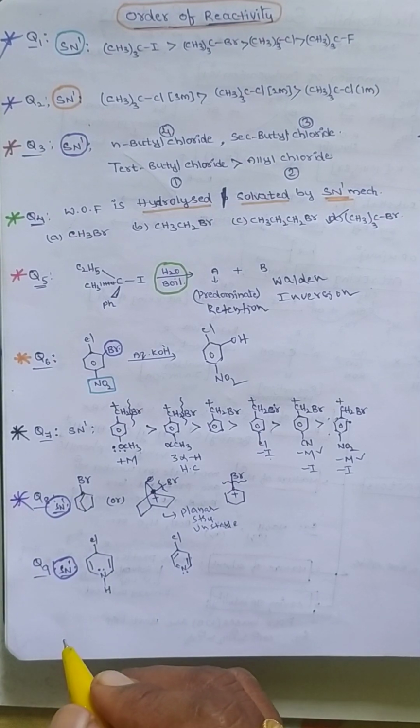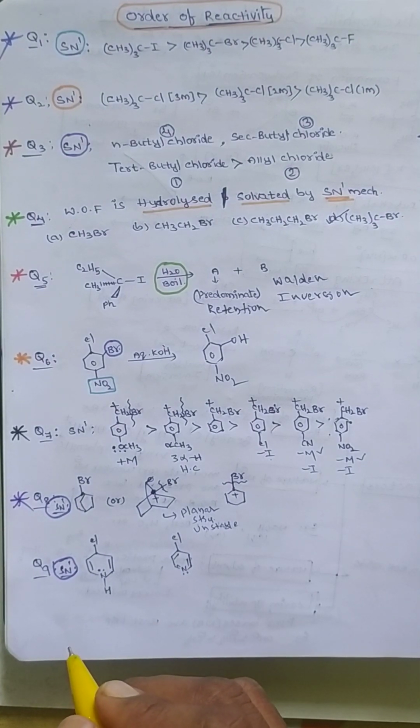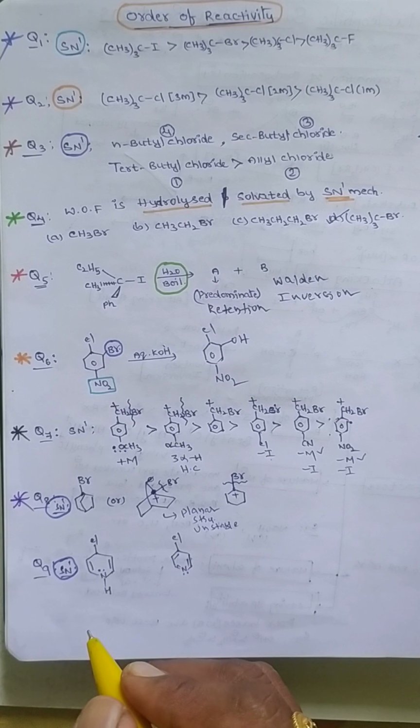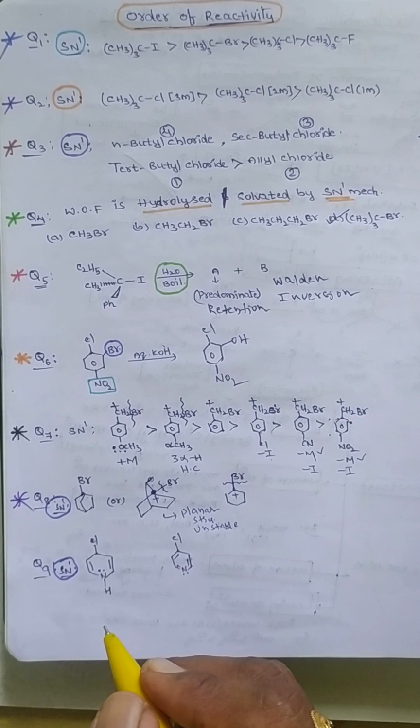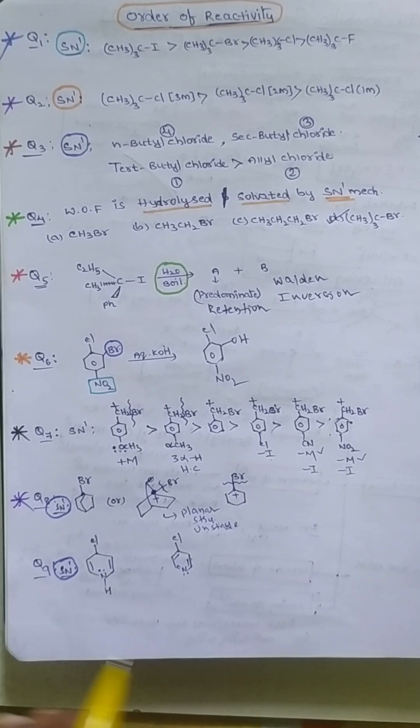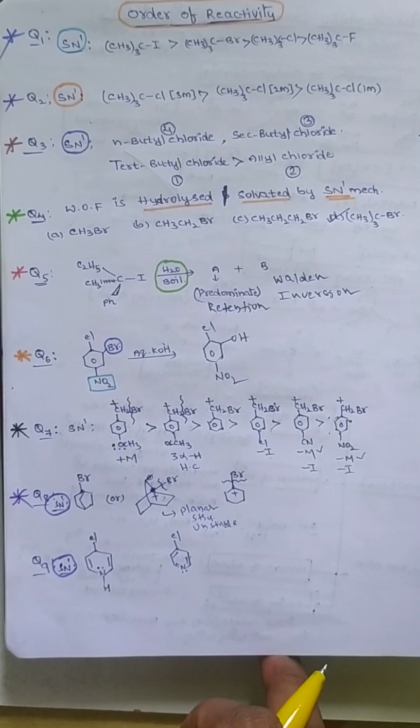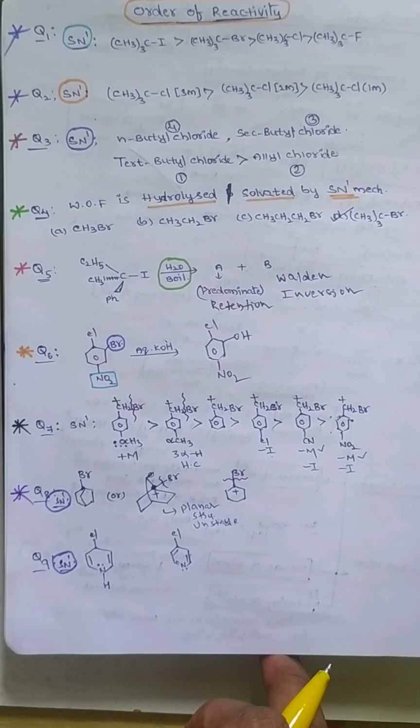At the bridgehead position, a carbocation is always unstable because of the non-planar structure. That carbocation is not stabilized, and attack by the nucleophile is also difficult. So the SN1 reaction is not favorable.